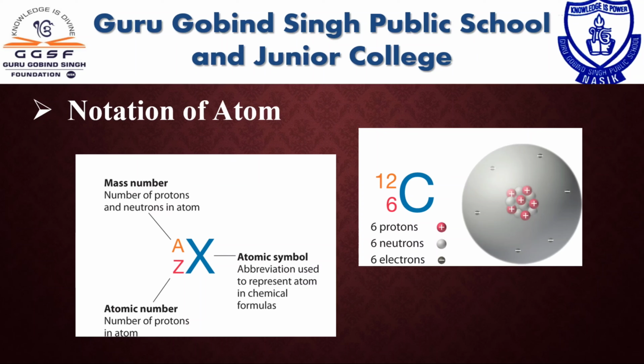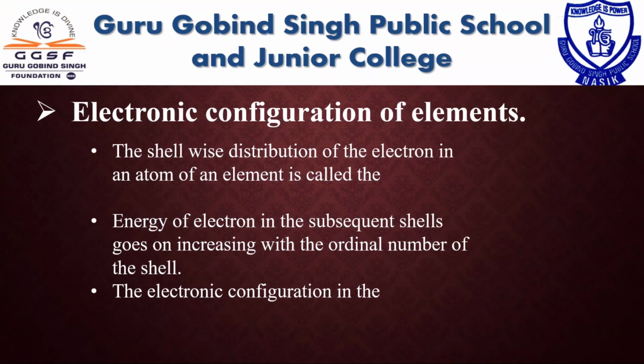Now, we will see notation of atom. To write the notation of an atom, we need to know the symbol of the element, the atomic number and mass number. The mass number of the atom goes above the symbol and atomic number is written as a subscript. That is, in carbon atom, atomic number is 6, so it is written as subscript, and mass number is 12, so it goes as superscript.